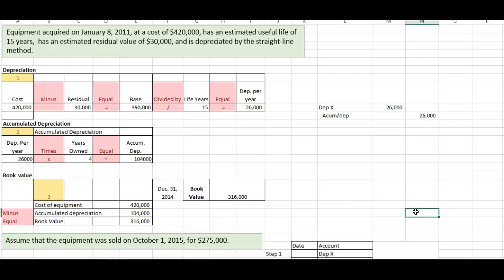So if you look at this at the beginning of 2015, January 8th, 2015 to be exact, you would say the book value is 4 years times that $26,000. So I have $420,000 minus the accumulated depreciation, and it has a book value of $316,000. That's what would show on the balance sheet.